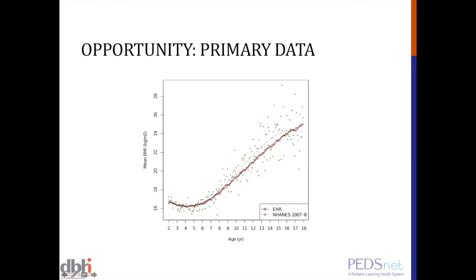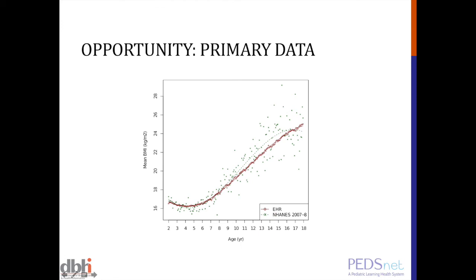So what are the opportunities here? I'm going to be very quick, but a couple of things that we think are important, and so we focused on in structuring the network. It's really important to capture primary data. What I'm showing you here are data about body mass index.